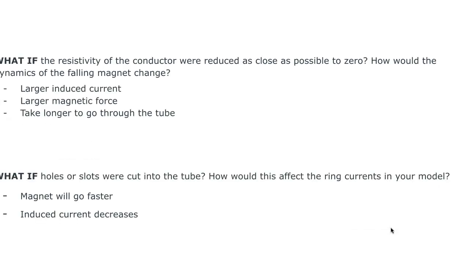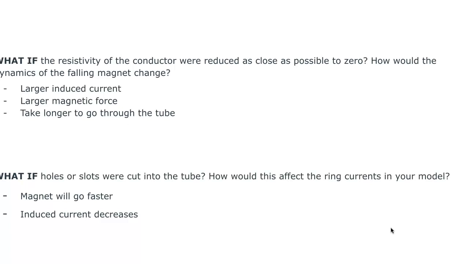So, some what-if questions. What if the resistivity of the conductor were reduced as close as possible to zero? How would the dynamics of the falling magnet change? First, this would cause a larger induced current, which would lead to a larger magnetic force, which means there would be more interactions between the magnet and the conductive tube. So it would take longer for the magnet to go through the tube.